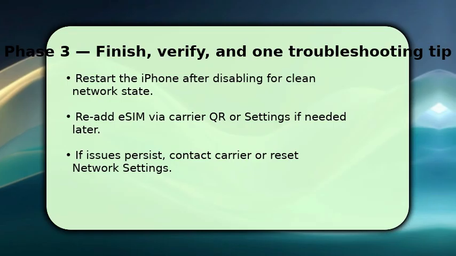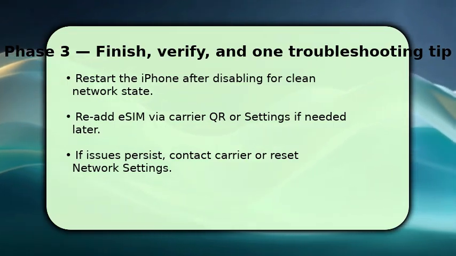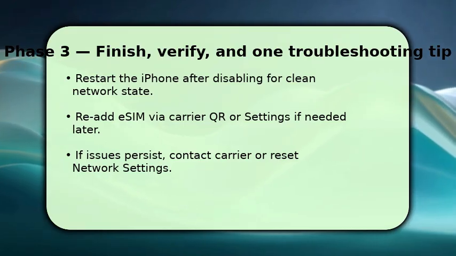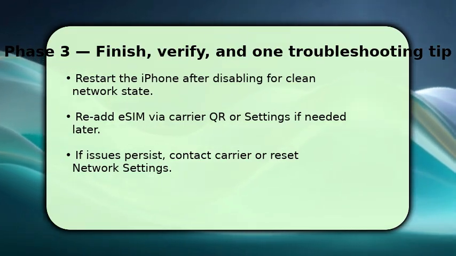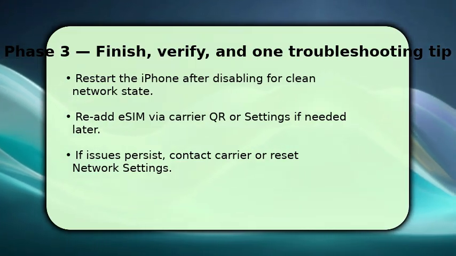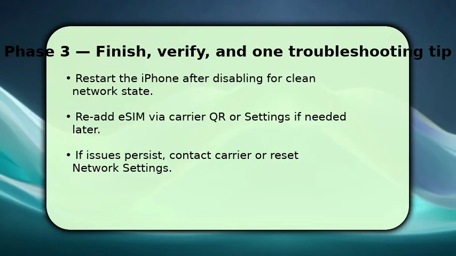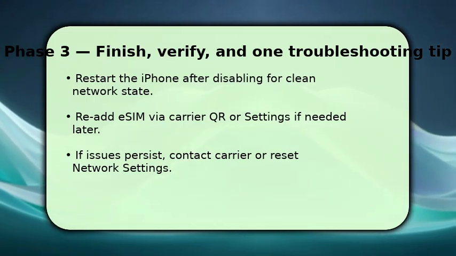If you need the eSIM again, re-add it with the carrier QR code or Settings, Cellular, Add Cellular Plan, and follow prompts. If the line still appears active or you lose service unexpectedly, reset network settings or contact your carrier. Make sure to back up any needed account details first. That troubleshooting step resolves most persistent issues.